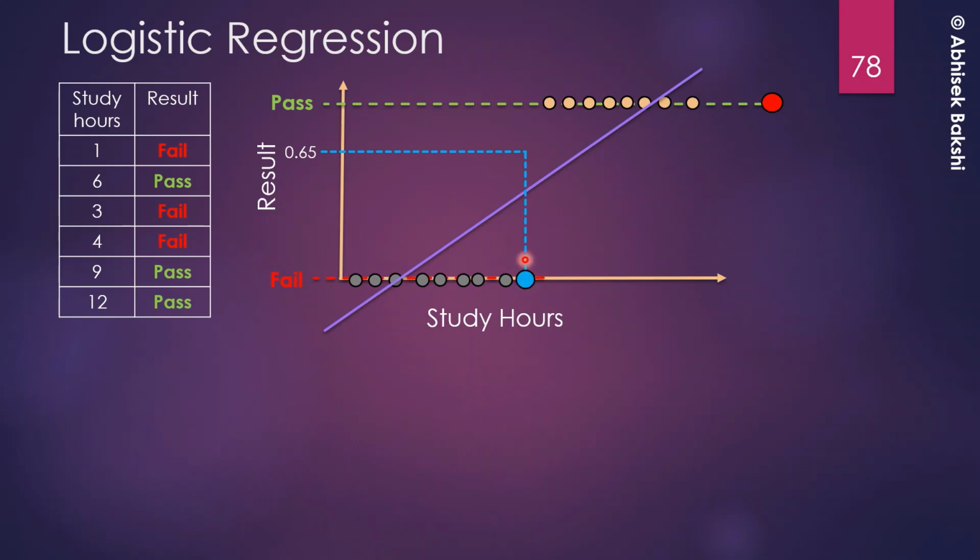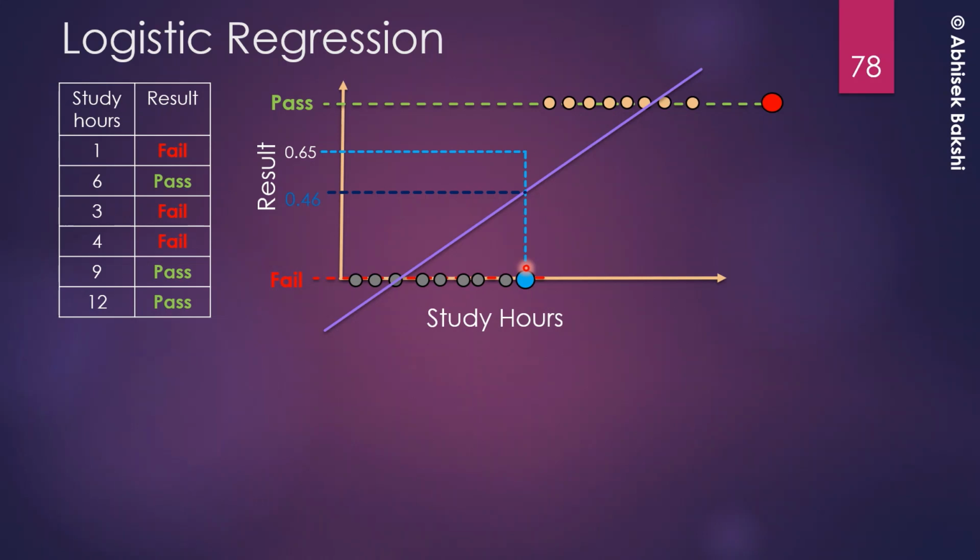Just see, we have a point here, some study hours value. Now it's touching this particular projected point on this straight line, and as a result I will get a position something like this, which may be less than 0.5, right? And as a result, what will happen? The result for this study hours value will be predicted as fail, which is definitely not correct.